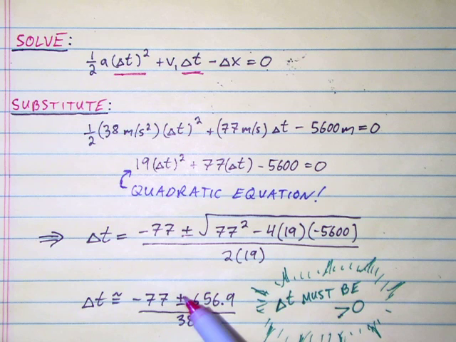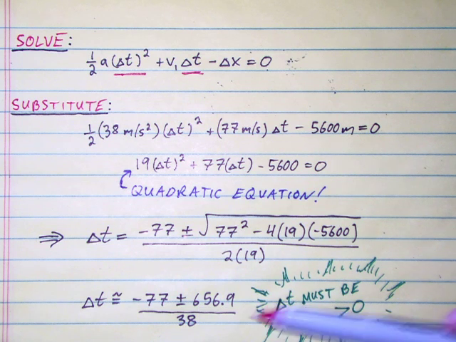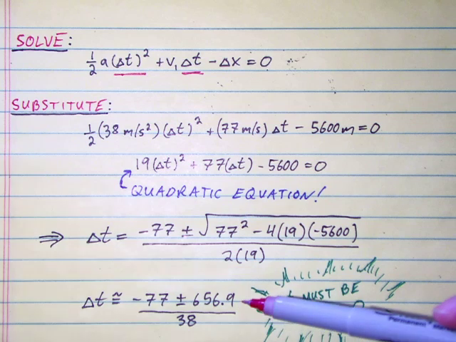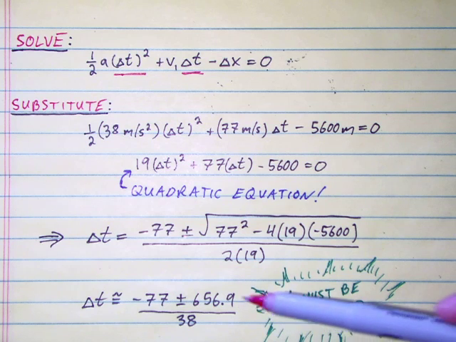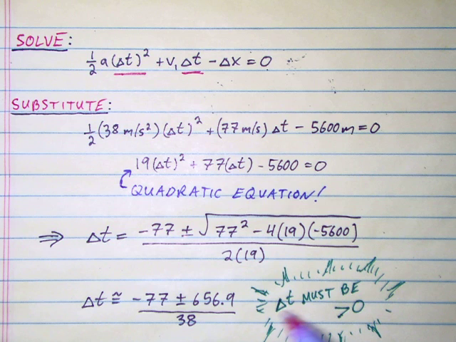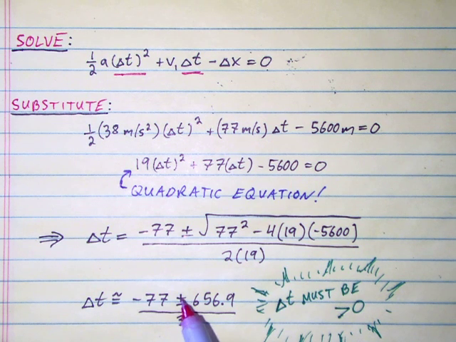So which is it, the plus solution or the minus solution? Well, if we took 77 minus 656.9, we would get a negative number here. Our time interval would be negative, which doesn't make any sense. Our time interval has to be positive. We're going forward in time. Event 2 comes after event 1. Therefore, delta t must be greater than 0. We can't be going backwards in time when we're going from event 1 to event 2. So we have to pick the plus solution here. We have to take negative 77 plus 656.9 over 38.